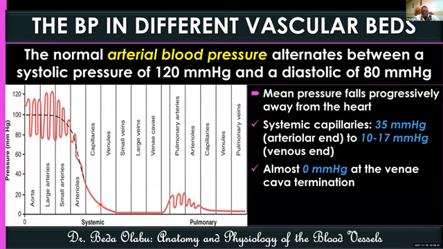The pressure still falls, so that in the venules and in the veins, the blood pressure goes to almost zero. So there's almost 0 millimeters of mercury at the termination of the vena cava. There's very little pressure, almost 0 at the vena cava, or actually 0. Luckily, that blood enters the heart again, the right heart chambers. And so the heart will pump it again to the pulmonary circulation, and the pressure will rise again.